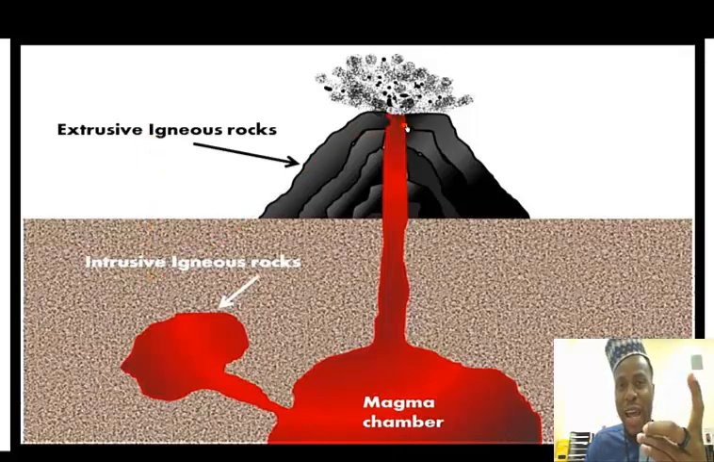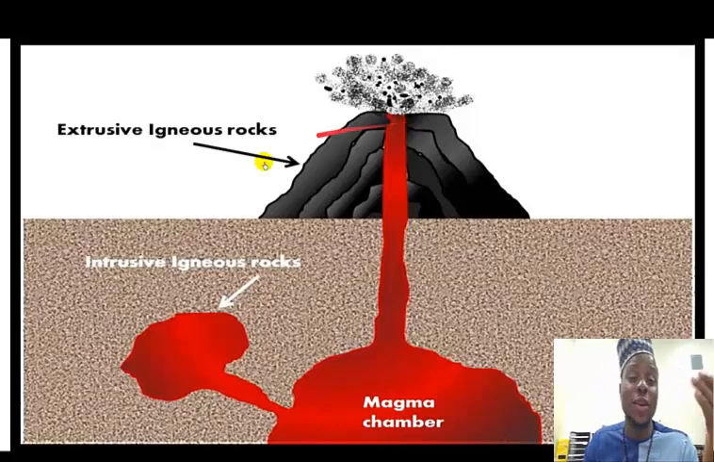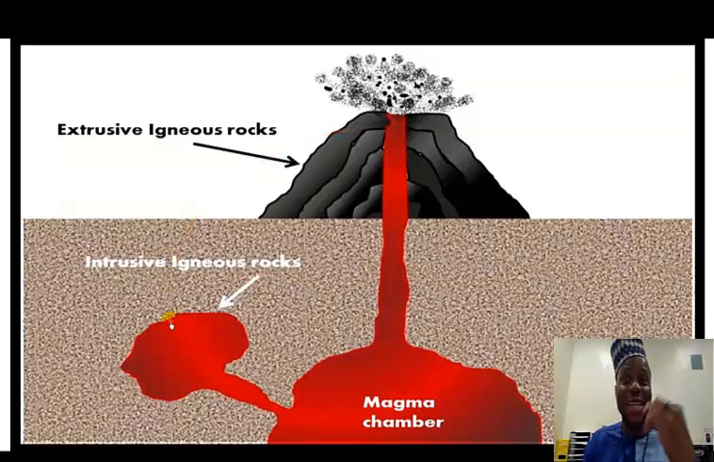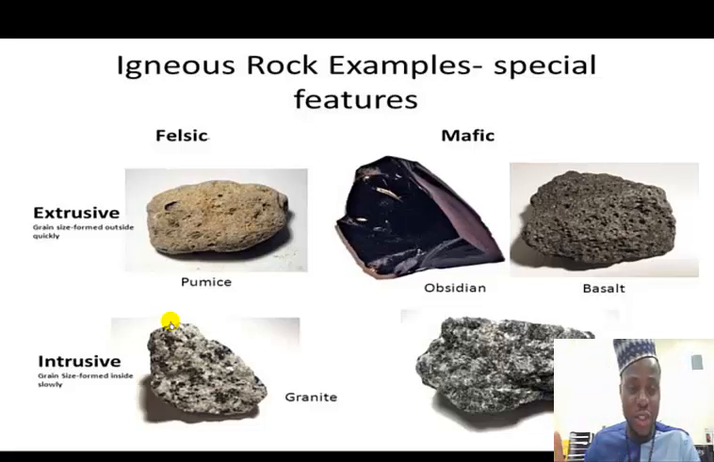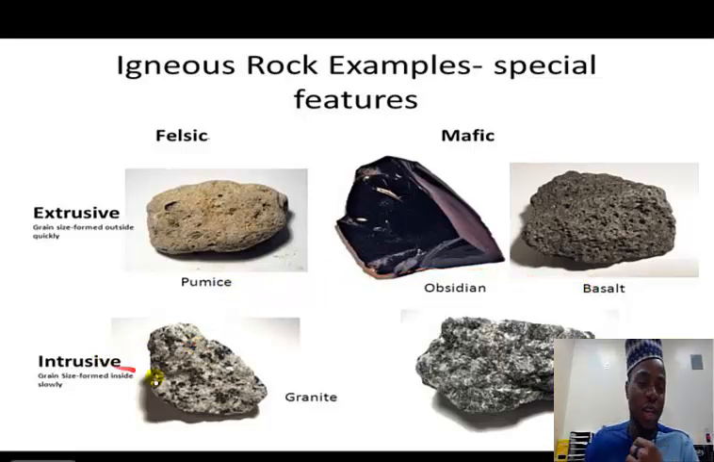One is produced by lava that made it to the Earth's surface, the other is produced by magma that did not make it to the Earth's surface. All right, these are common examples of igneous rock, both extrusive and intrusive. Now, extrusive igneous rock include pumice, obsidian, and basalt, and intrusive igneous rock include granite and gabbro.